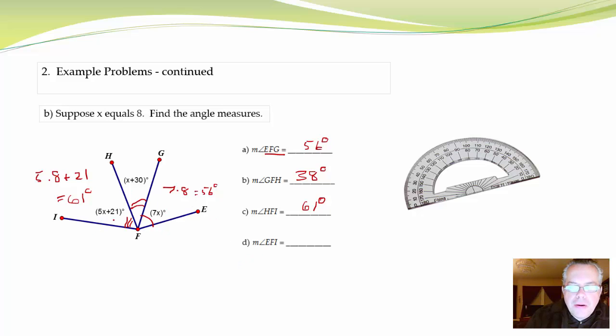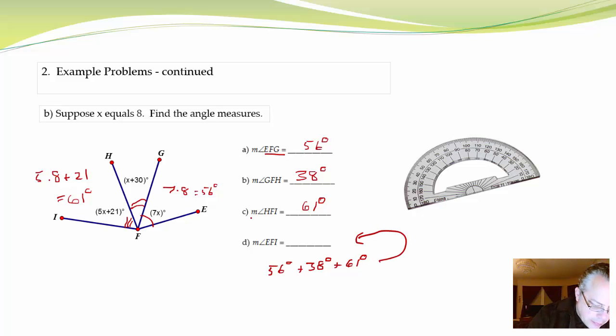Okay, the last question, EFI. Again, that's the entire angle. We have three adjacent angles, and if we put them all together, we just add their measurements. So this is going to be 56 plus 38 plus 61 degrees, and whatever we get goes there. Let's see here. I get 155. Okay, adjacent angles, no problem.